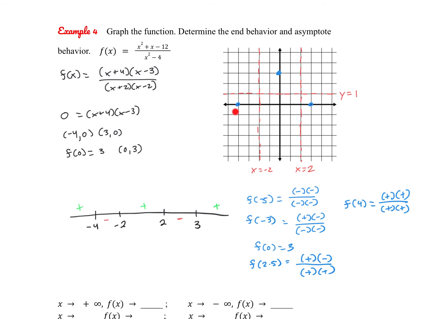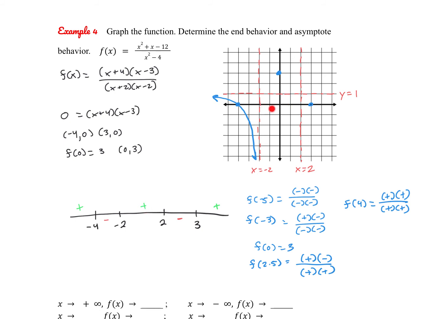Okay, so this means everything to the left of negative 4 is positive, and it crosses over at negative 4, and it will continue on towards negative infinity. So it's going to look something kind of like this. And then moving to the left, it is going to approach our horizontal asymptote at y equals 1. And then between negative 2 and positive 2, it's always going to be positive.